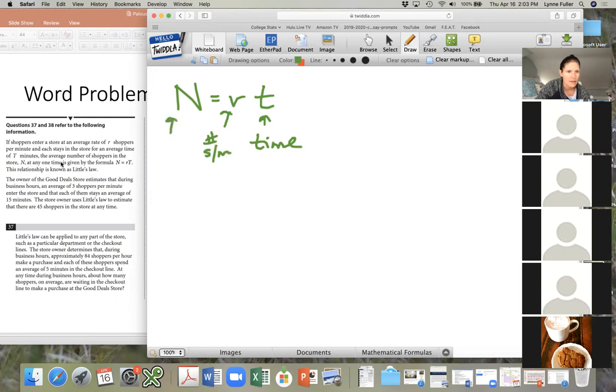And then this is average shoppers. I personally like to label new formulas when they give things to me, especially when they're making some association, just so I understand how it works. The owner of the Good Deal store estimates that during business hours, an average of 3 shoppers per minute enter the store and that each of them stays an average of 15 minutes. So it would be 3 times 15, which would yield 45 shoppers.